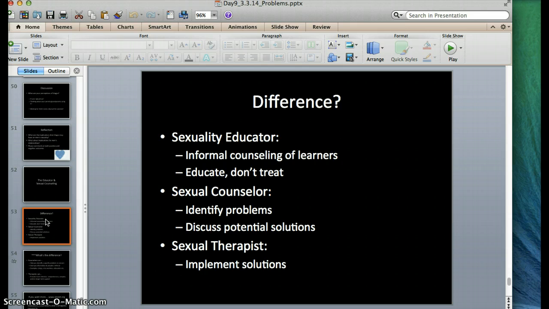A sexual counselor identifies the problems and then discusses potential solutions, whereas the sex therapist takes it one step further and actually implements these solutions. I need you to know for the exam the difference between those three. Within this class, you would obviously be taking the role of the sexuality educator, and that's also my role in this class, as a sexuality educator.